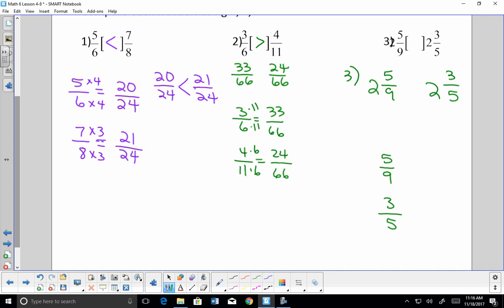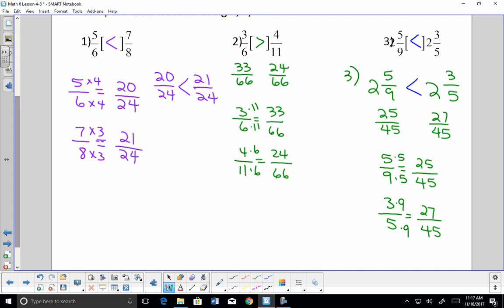If I look at 9, I know 9 times 5 is 45. I know that's probably the least common denominator, so I'm going to use 45 as the common denominator. 9 times 5 is 45, so 5 times 5 is 25. 5 times 9 is 45, so 3 times 9 is 27. So 5/9 is 25/45 and 3/5 is 27/45. And 27 is larger than 25, so therefore 2 and 3/5 is larger than 2 and 5/9. So this symbol would go this way. So that's comparing fractions that way.